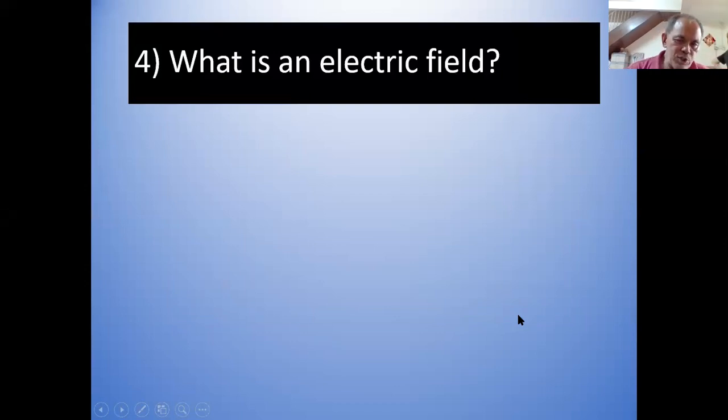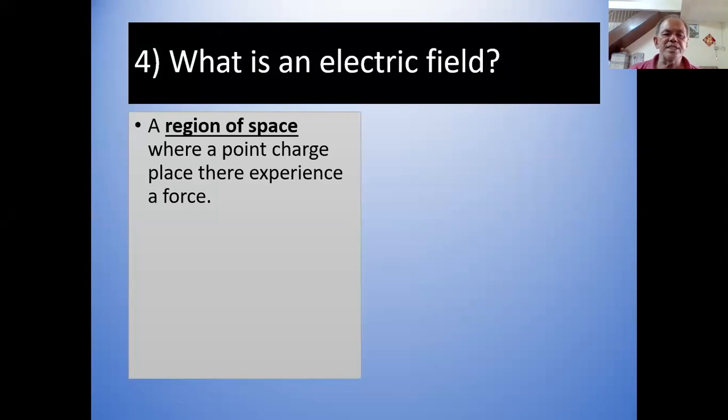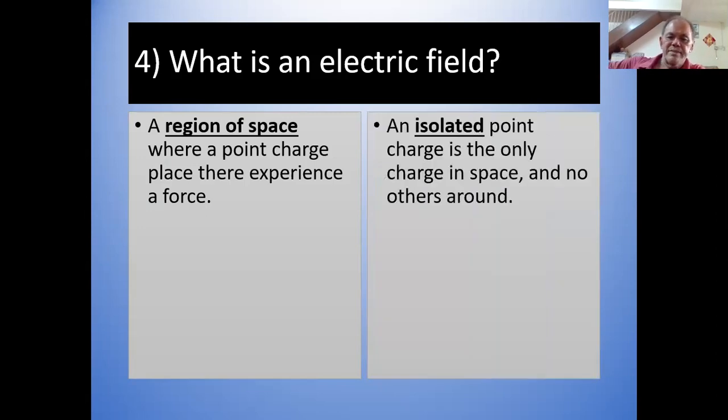So the first thing is to know what is the electric field. It's a region of space where a point charge placed there experiences a force. If it's a gravitational field, you put a mass there to detect the force. If it's an electric field, you put a charge there. You use a positive charge to detect the force on the charge. Then there is a field, an electric field region. Isolated means by itself only, no other charges around.